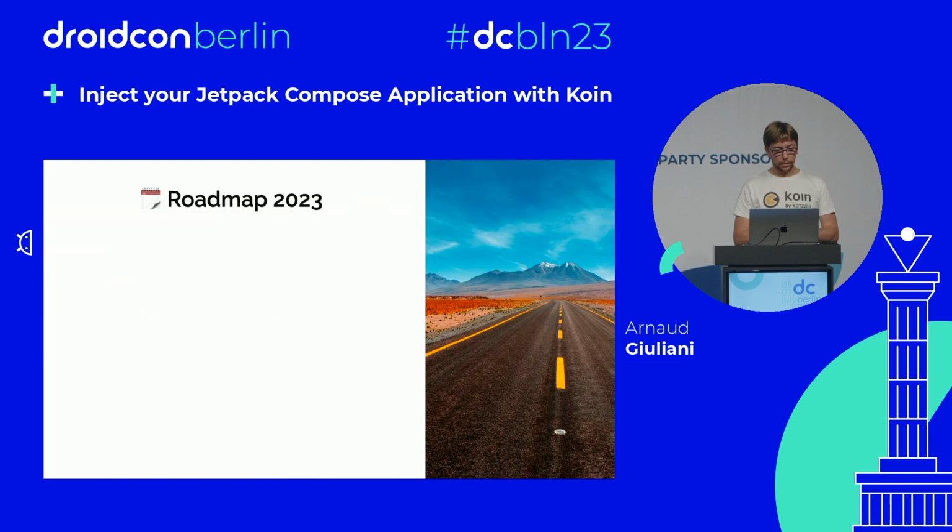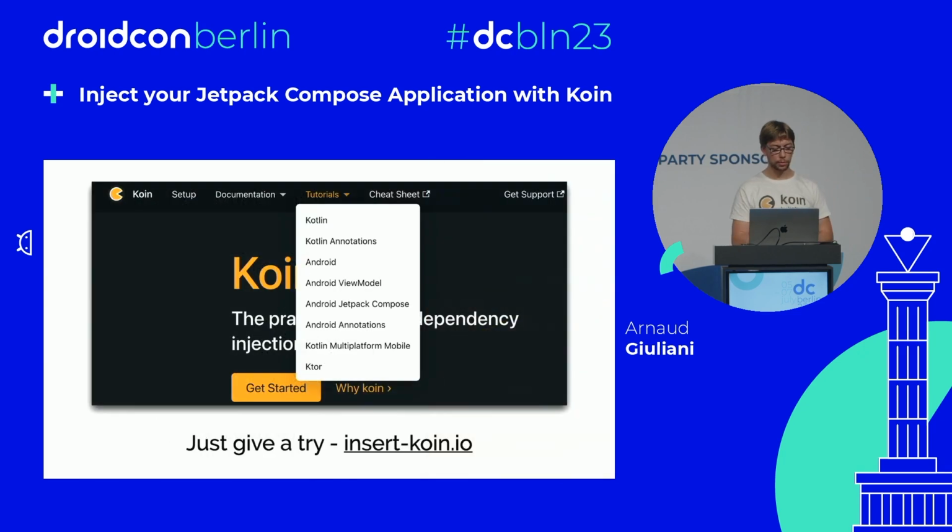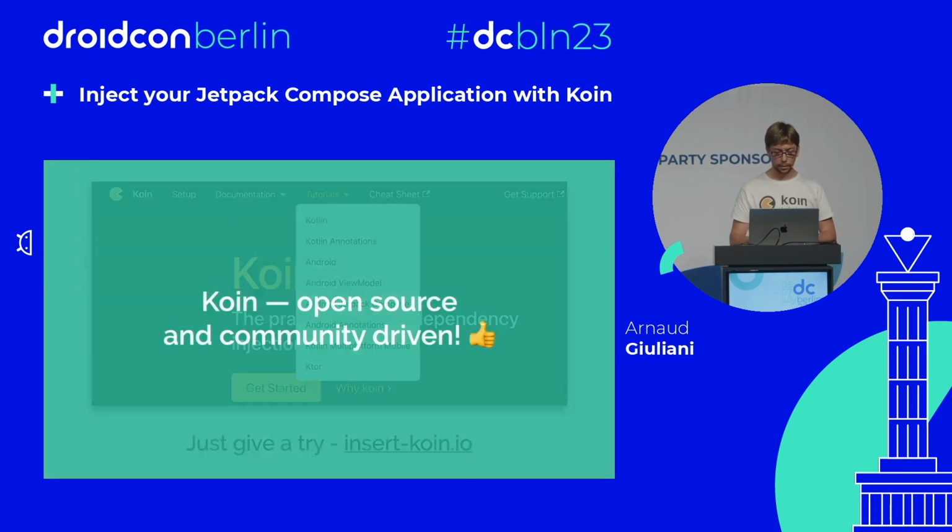What's next? Just a bit of last things, the roadmap. We are currently in Koin 3.4, which has been released, and we have released experimental Kotlin engines for background loading, for those who have lots and lots of modules to load at start. Koin annotations 1.2, Compose 1.0. If you want to play with some tutorials like a multiplatform project or annotation project, feel free to pick one of the tutorials. It's around 5 to 10 minutes to play with, and you just check it out and you can run with that.